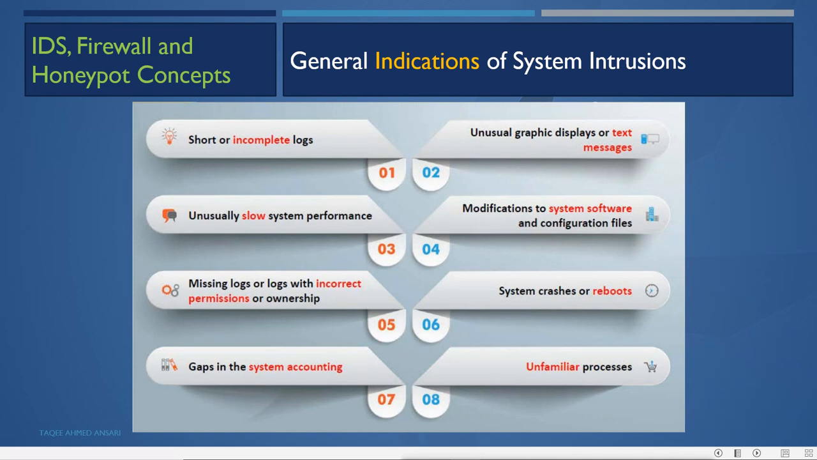So general indications of system intrusion are short or incomplete logs, unusual graphic displays or text messages, unusually slow system performance, modification to system software and configuration files, and missing logs or logs with incorrect permissions or ownerships. This happens when the attacker tries to clear the tracks. Then system crashes or reboots because of viruses or worms, gaps in the system accounting, and unfamiliar processes. That is because of the Trojans. These are the indications of system intrusion.